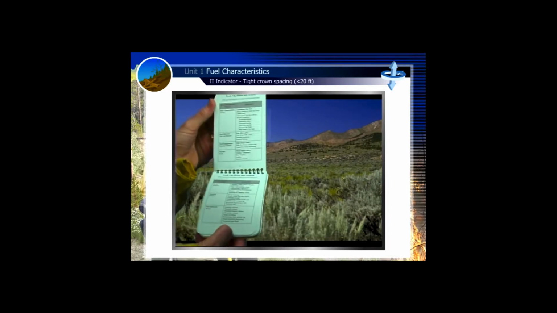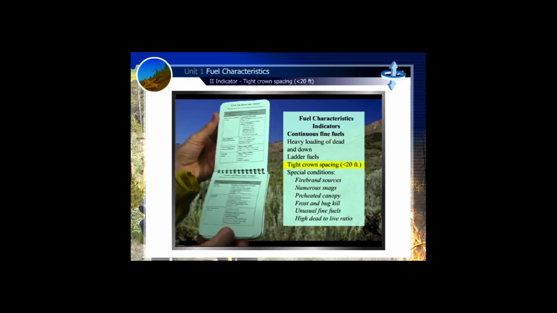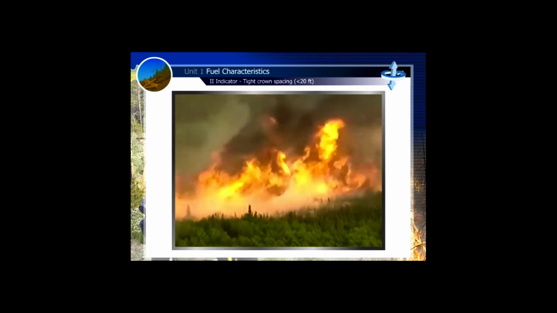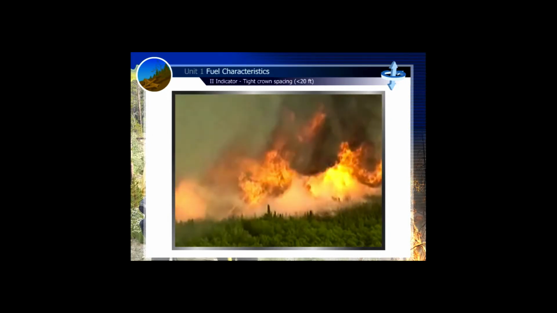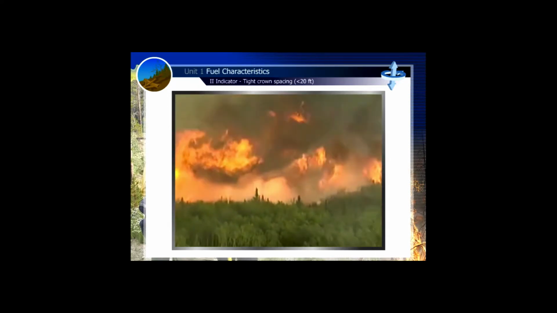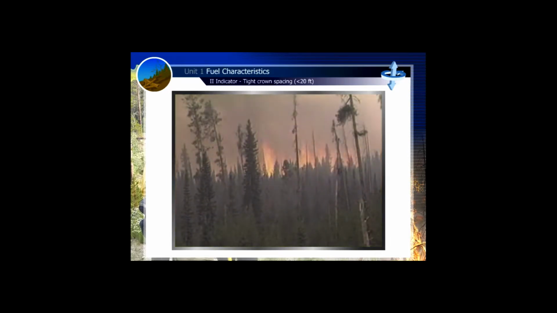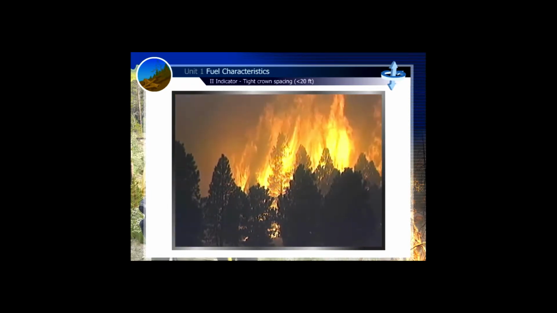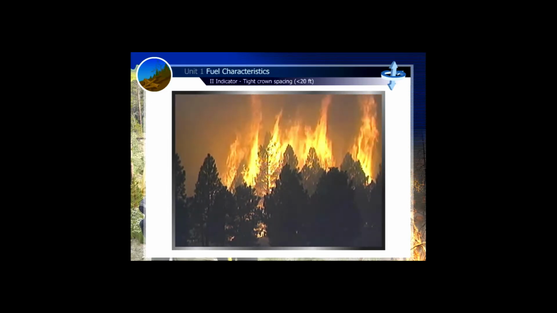The next indicator, tight crown spacing, occurs when crowns are less than 20 feet apart. Once a fire gets into tightly spaced crowns, anticipate that the fire will move from crown to crown. Tight crown spacing is required to sustain a moving crown fire. If there are high winds or steep slopes, a crown fire can move through more widely spaced vegetation. This indicator is equally important in timber and brush fuel types.